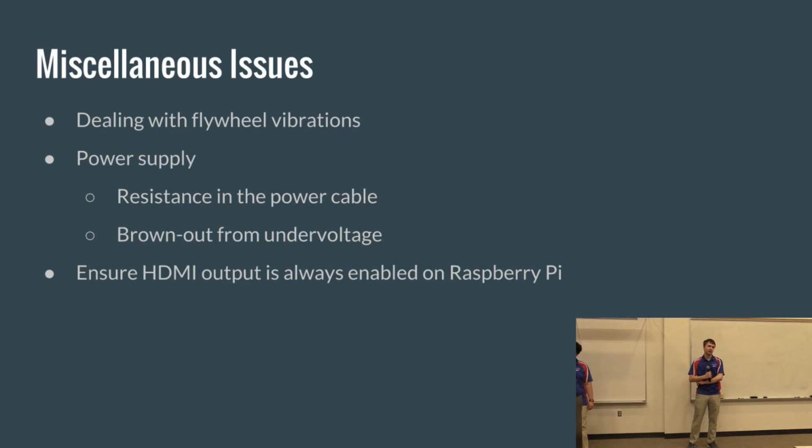The wider your tolerance, the less accurate you'll get. So you want to try and reduce vibrations as much as possible, because the more of those you have, it's going to be harder to hit. Another big issue is power supplies.